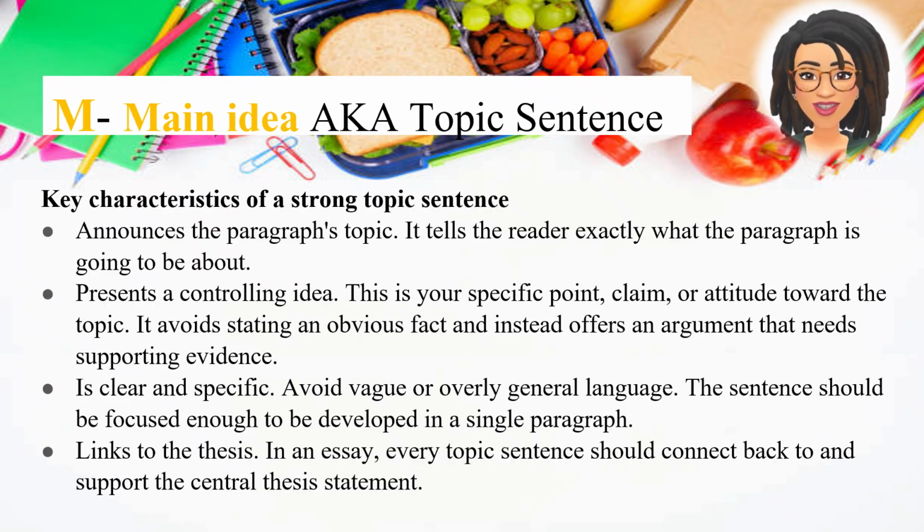So M is main idea, and this is also known as your paragraph's topic sentence. Some key characteristics of a strong topic sentence are that it announces the paragraph's topic, which means you let the reader know exactly what the paragraph is going to be about, presents a controlling idea, and it is clear and specific, and it links to the thesis.